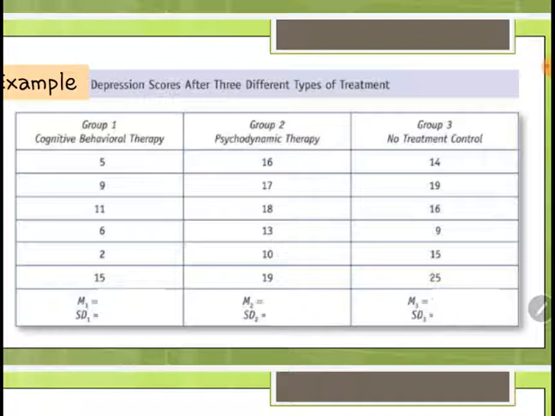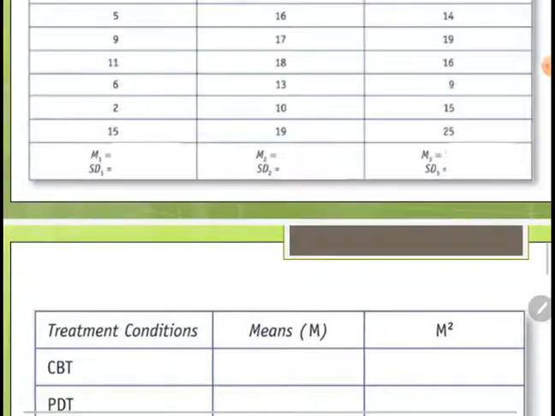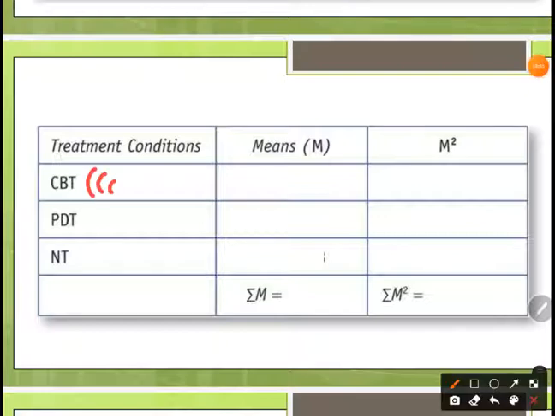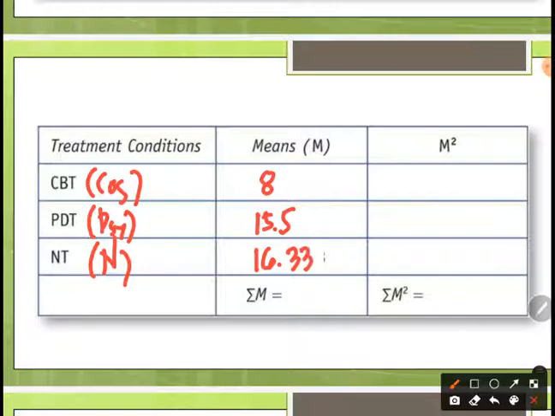Okay? So ito na yun. Yung treatment condition natin, ito yung tatlo. Ito yung cognitive. Sulatan ulit natin. Ito yung cognitive, no? Ito yung psycho, at ito yung no, or no treatment na nakalagay, no? Then yung means nila, di ba we have, ilan ba yun? 8. Tapos dito is 15.5. Tapos dito ay 16.333. So ayan yung na-compute natin kanina. You just have to square that value of means.